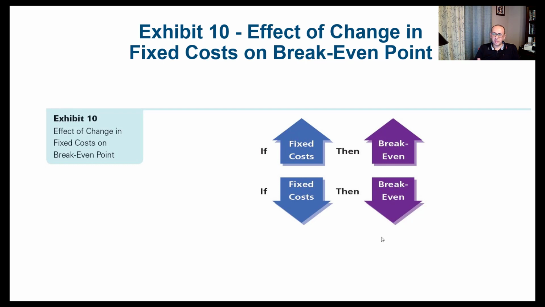So based on that, we can conclude that if fixed cost goes up, then the break-even point would have to go up as well. And if the fixed cost goes down, then the break-even point would go down. So this just tells us that cost and break-even point, they go in the same direction. And here we're talking about fixed cost.